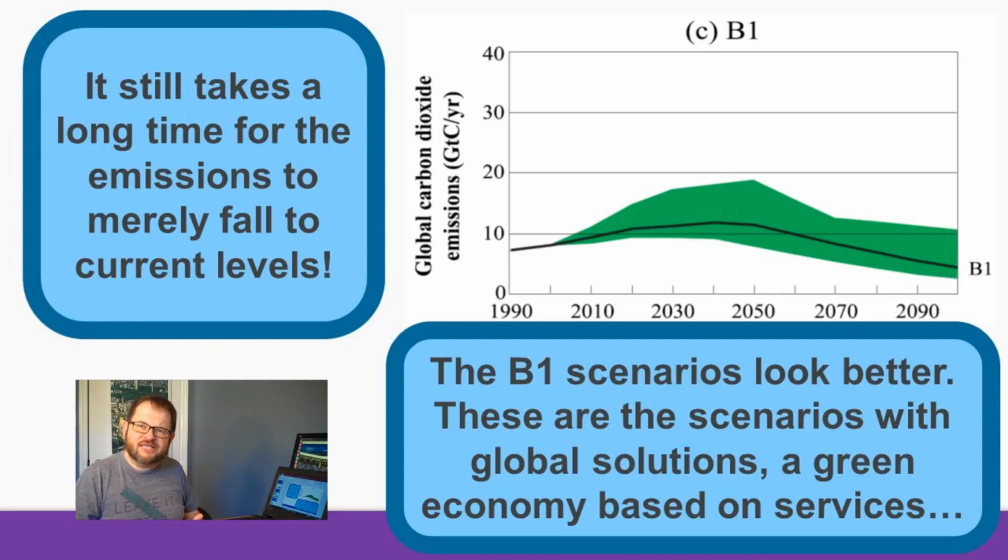It still takes a long time, though, even in this really nice scenario, for the emissions to even get to their current levels. I mean, if you follow the graph across from where we are now, it takes until like the year 2060 for emissions to even get as low as they are now, and we're not happy with our current emissions. And even by the end of the 21st century, we're still emitting an awful lot of carbon dioxide into the atmosphere in this really rosy scenario.